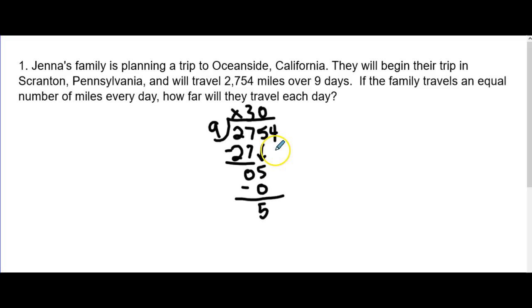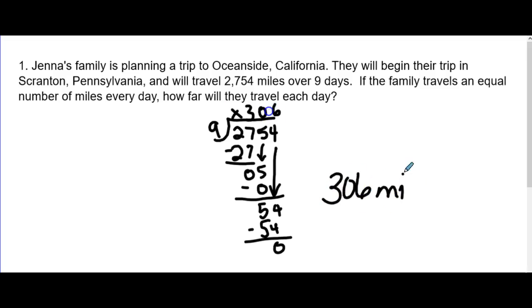Compare. 5 is less than 9, so we bring down our 4. We have 54 divided by 9, which is 6. 6 times 9 is 54. Subtract. We have a remainder of 0. So the final answer is 306 miles are traveled each day.